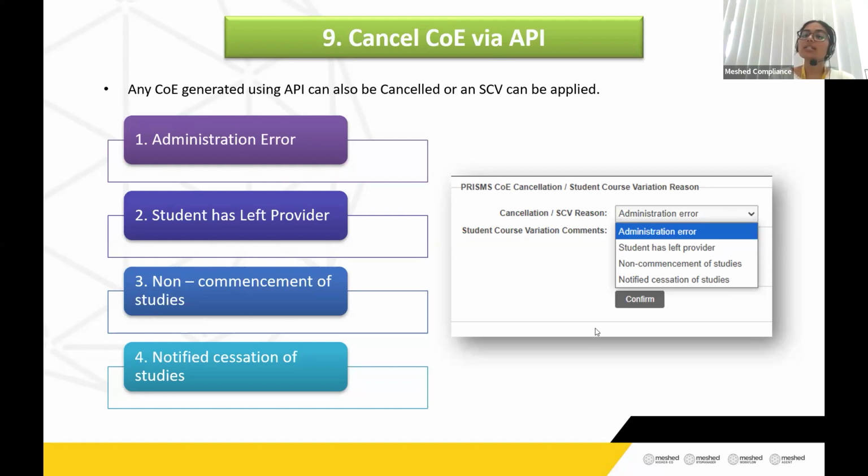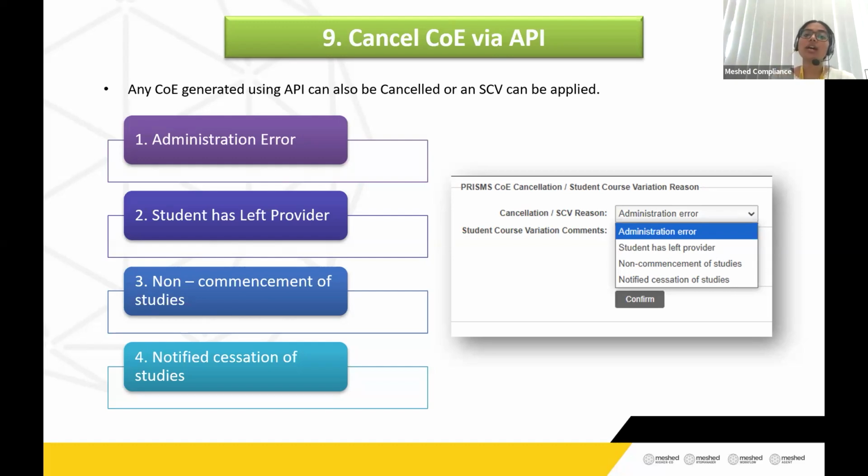This is one of the SCVs that can be applied almost instantly after you have created a COE. This SCV is mostly used when you know that some of the data that you have sent for the course or the fee or the English test or any other field for the student's course enrollment is incorrect. You can specify the course variation comments in the mesh system, click confirm, and that will render the COE cancelled.